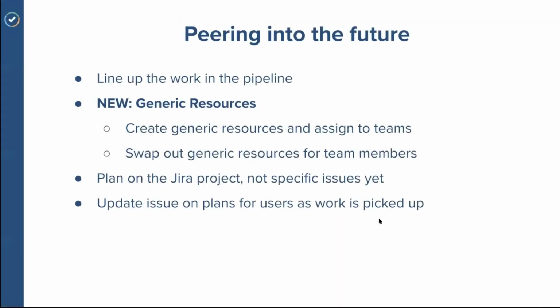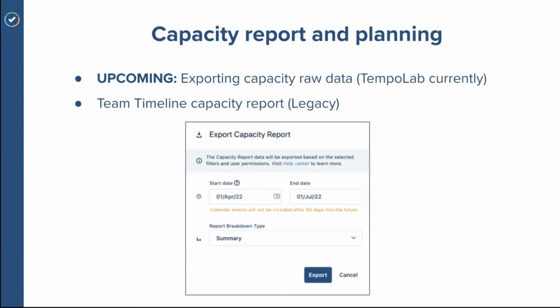You got a sneak peek of what our new export of the capacity report looks like. We do have that upcoming here. We have an early access program called Tempo Lab, and it's currently in there. I'll show you how it works. Basically, you can export the raw data from your resource planning screen that we looked at, to use for further planning or in another system as well.